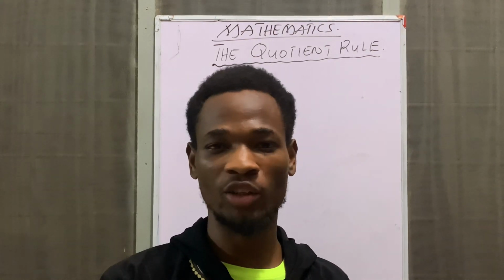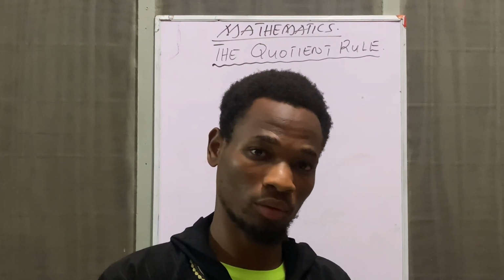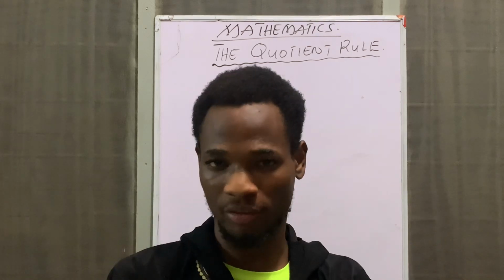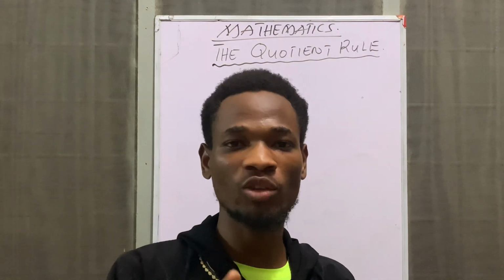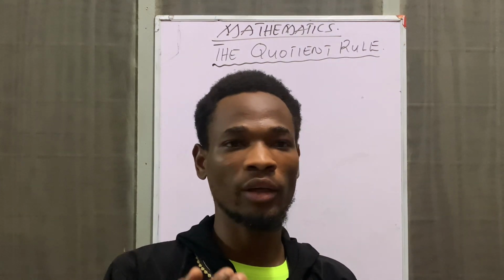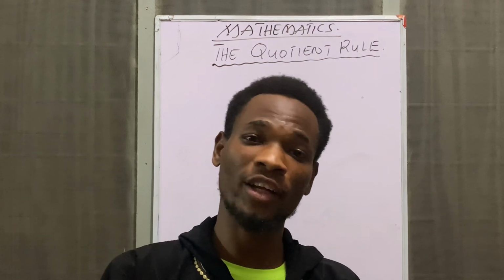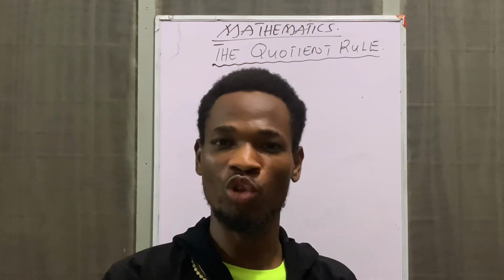Now, as for the quotient rule, it's different from the product rule. The product rule is where you have two expressions multiplying. But for the quotient rule, it's a fraction where you identify the numerator part and the denominator part.